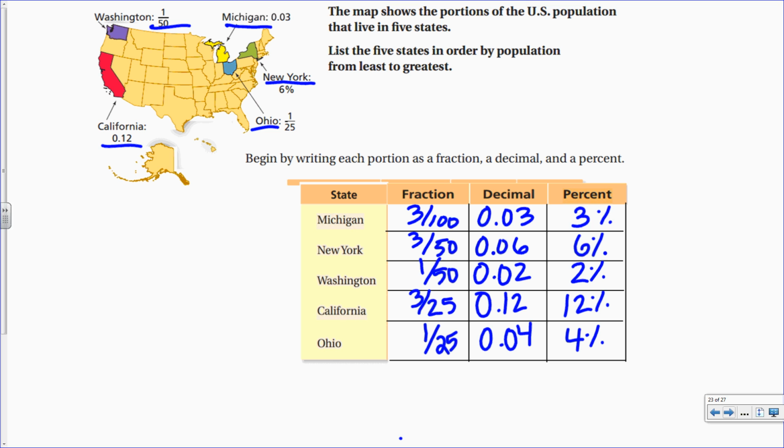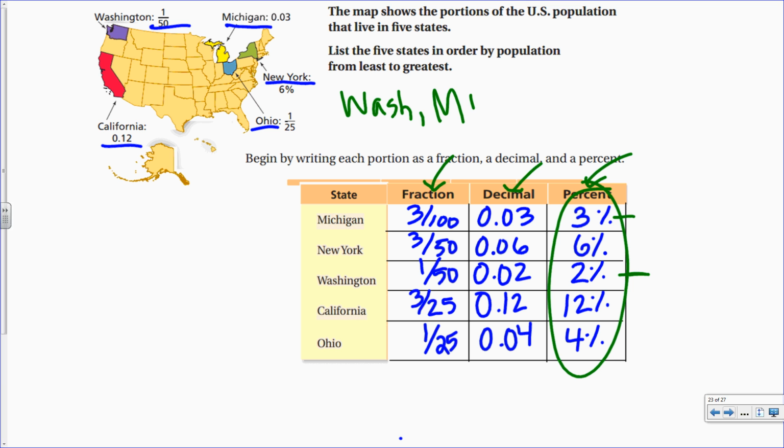So now we can compare. It's difficult to compare fractions unless you get a common denominator, so let's not use that. We can compare with either decimals or percents. This one might be easiest. It says to list them in order from least to greatest in population. My least populated is 2% here, so I would say Washington. And then next I would look and see that I've got a 3%, and that's Michigan. Let's use their initials here. Then I've got a 4% in Ohio. And then I've got 6% in New York. And finally, California, no surprise, that is your largest.